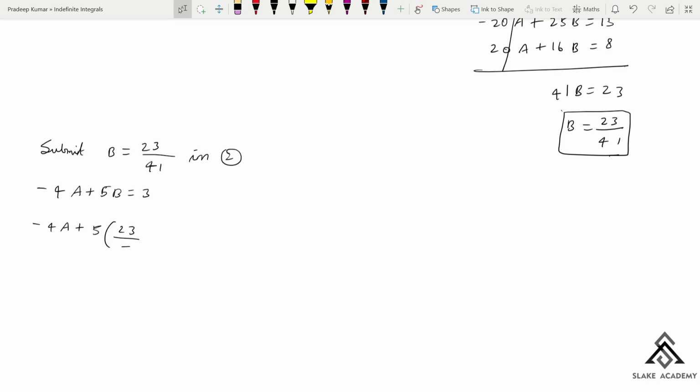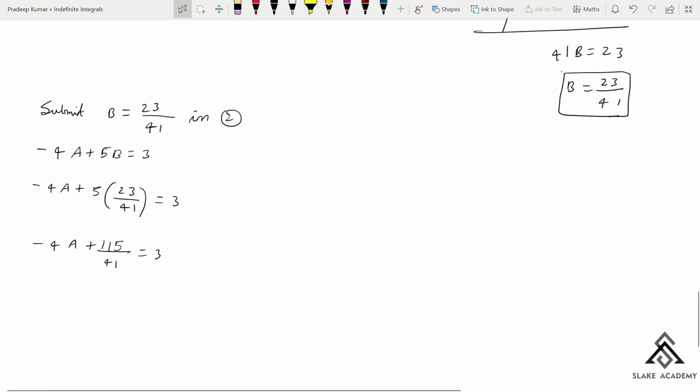23 by 41 equal to 3. Okay, so I can get this as minus 4a plus 23 into 5. If you just multiply, 5 3s is 15, 5 2s is 10, and that gives 115 by 41 as it is equal to 3. Sending this 115 by 41 to the other side, we'll see what we get. Minus 4a equal to 3 minus 115 by 41.